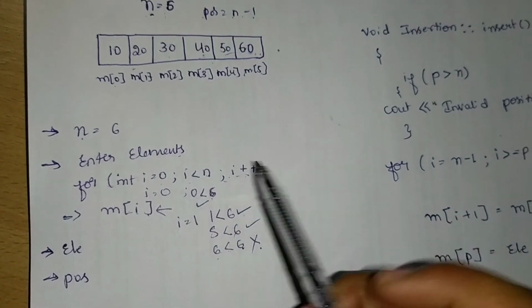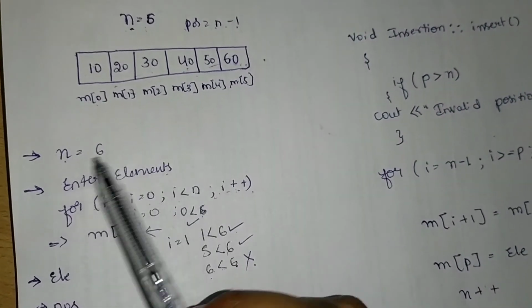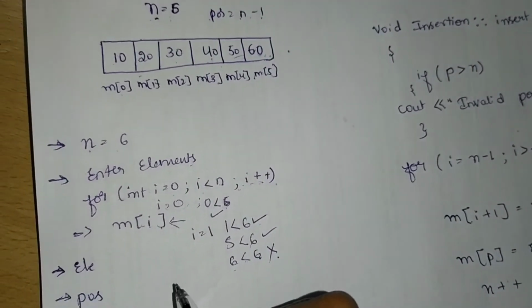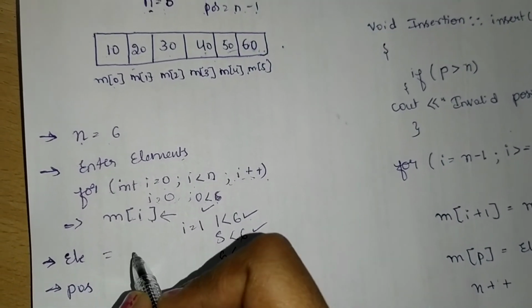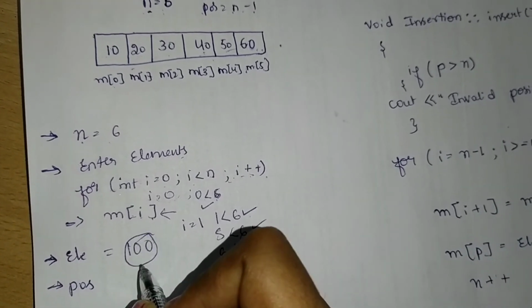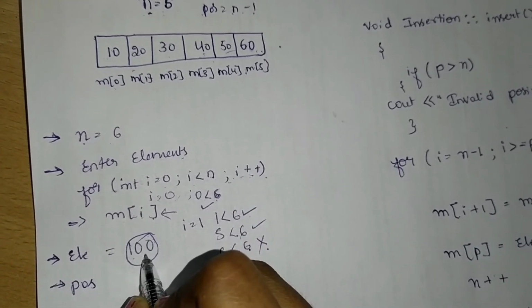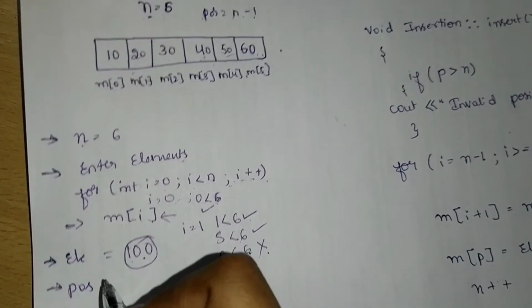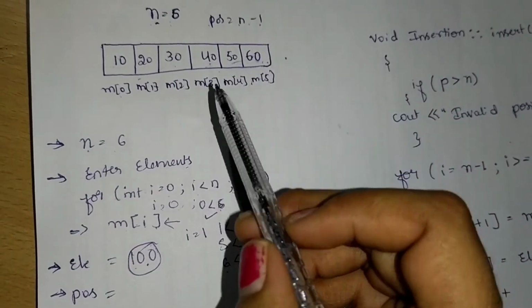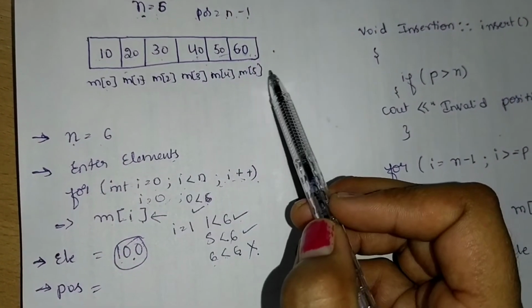So you specify the n value, and after that you insert whichever elements you need. And we need to specify the element that needs to be inserted. So in this case I am taking 100. I want to insert 100 element into the array. So I need to specify the position where I want to insert. For example, here we have m of 0 to m of 5.